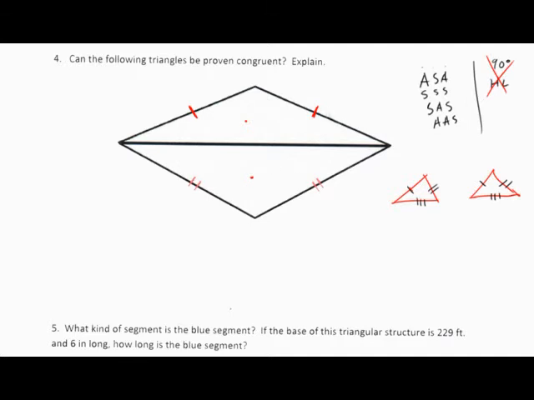So these markings are misleading because we aren't trying to prove anything about how this triangle is congruent to that triangle. The only thing we can say is that this side is congruent to this side. And the reason why is from reflexive. So the reflexive property tells me that this side of the triangle is congruent to this side of the triangle.